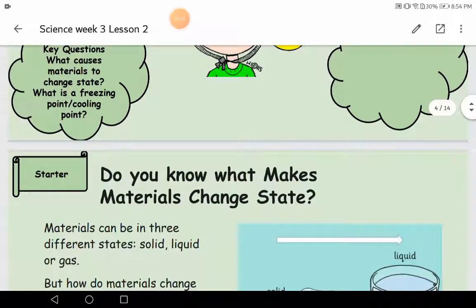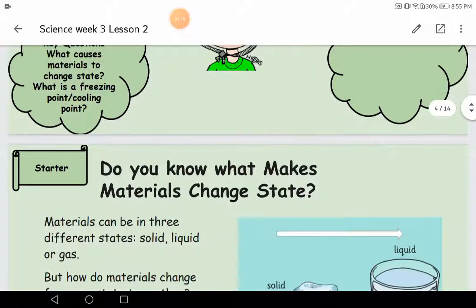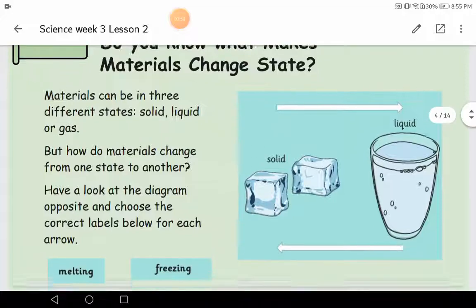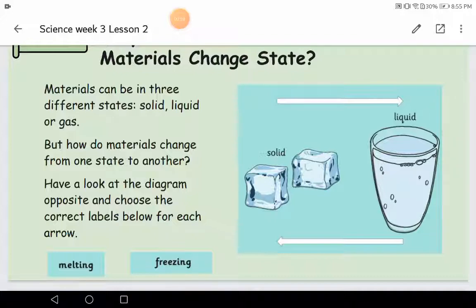Starter. Do you know what makes materials change state? Materials can be in three different states: solid, liquid, or gas. But how do materials change from one to another? Have a look at this diagram and choose the correct labels for each arrow.